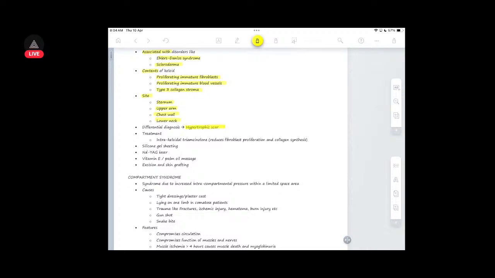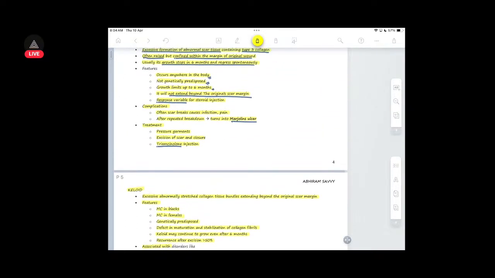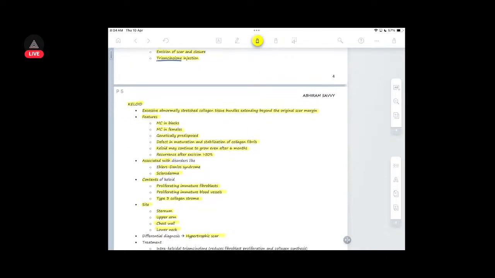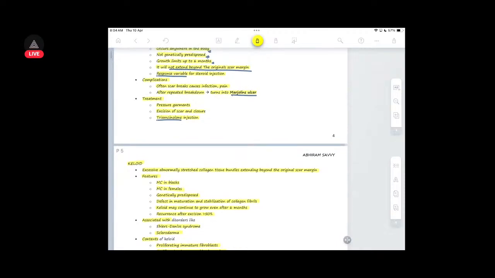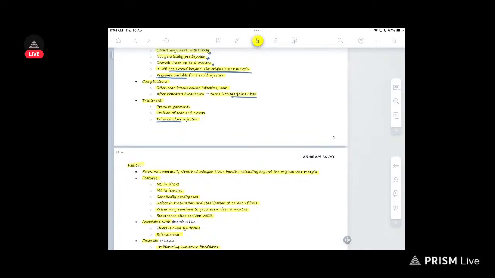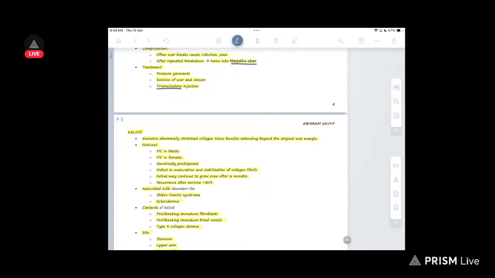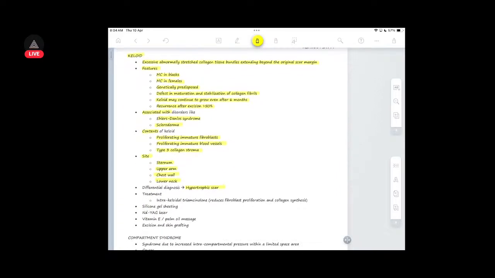So it can also be a hypertrophic scar, but hypertrophic scar, of course, grows up to 6 months, is not genetically predisposed, and occurs anywhere. It will not extend beyond the original scar margin, whereas here it may grow even after 6 months, and it's not limited to the scar margin by any means. Response is variable with steroid. Triamcinolone is a steroid injection, and you have excision of scar and closure.